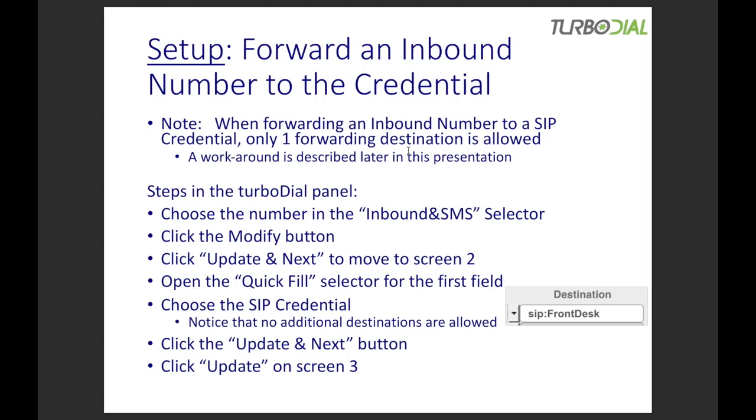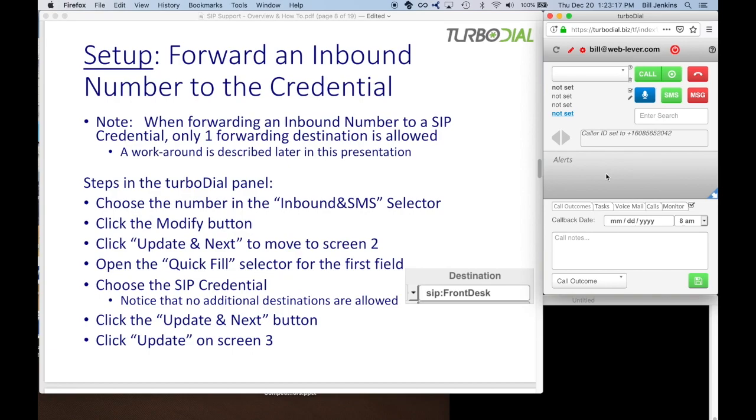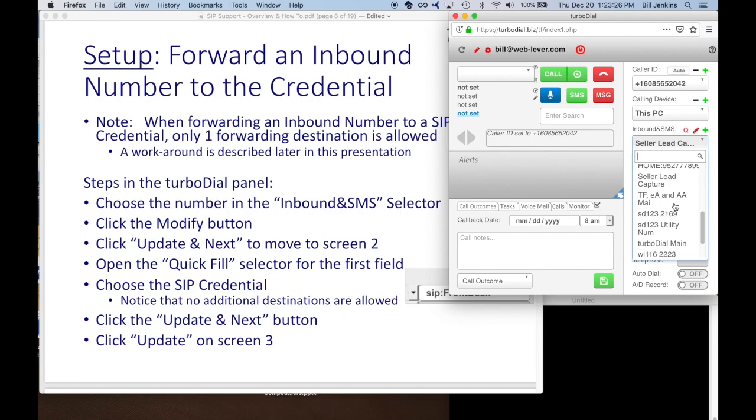But for now, recognize that only one forwarding destination is allowed if the forwarding destination is a SIP destination. So let's bring our turboDial screen back. I'm going to choose the number in our inbound and SMS area. We're going to choose the number that we want to configure for this SIP credential. Let's choose this one here.